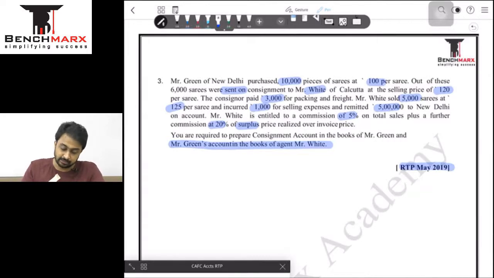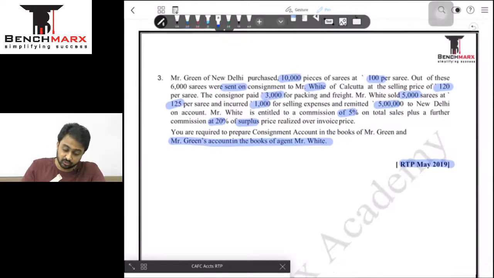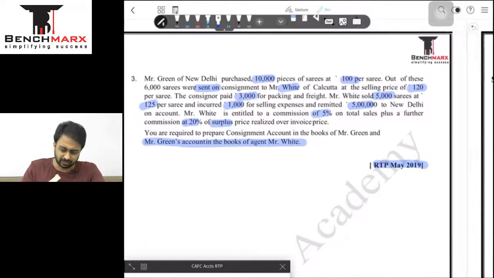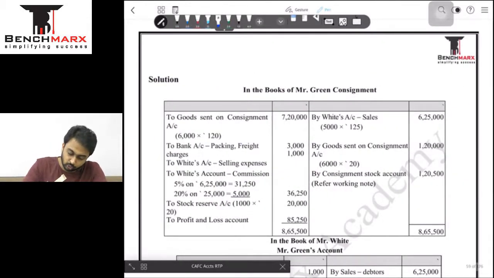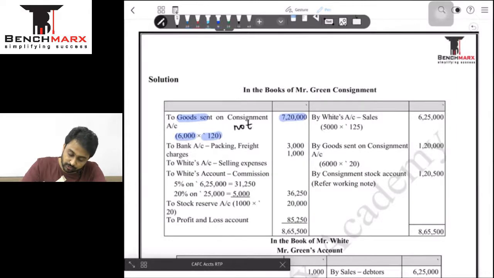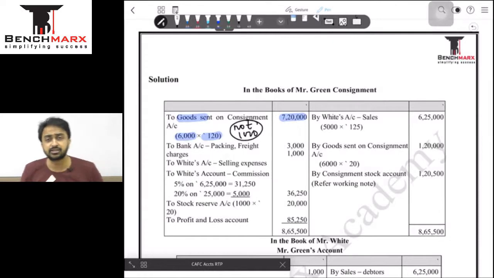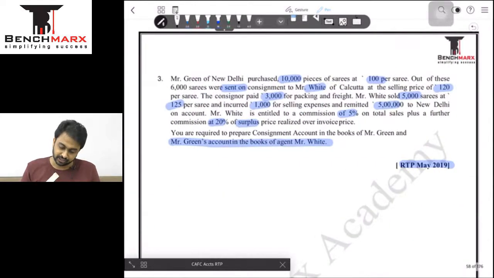लेट अस नाउ गो टू कंसाइनमेंट अकाउंट. वी स्टार्ट फ्रॉम गुड्स सेंट, and goods will obviously be sent at selling price or invoice price of 120. That is 6,000 sarees into 120 appears to be 7,20,000 I think. ये हो गया अपना टू goods sent on consignment 7,20,000. Only sarees sent on consignment will come. लिख लो, हमने सिर्फ परचेज किया है 10,000, भेजा है सिर्फ 6,000. I'll only concern myself in this account on 6,000 sarees. ठीक है, दिया होगा गुड सेंट. नाउ विल रिवर्स द लोडिंग कंटेंट.